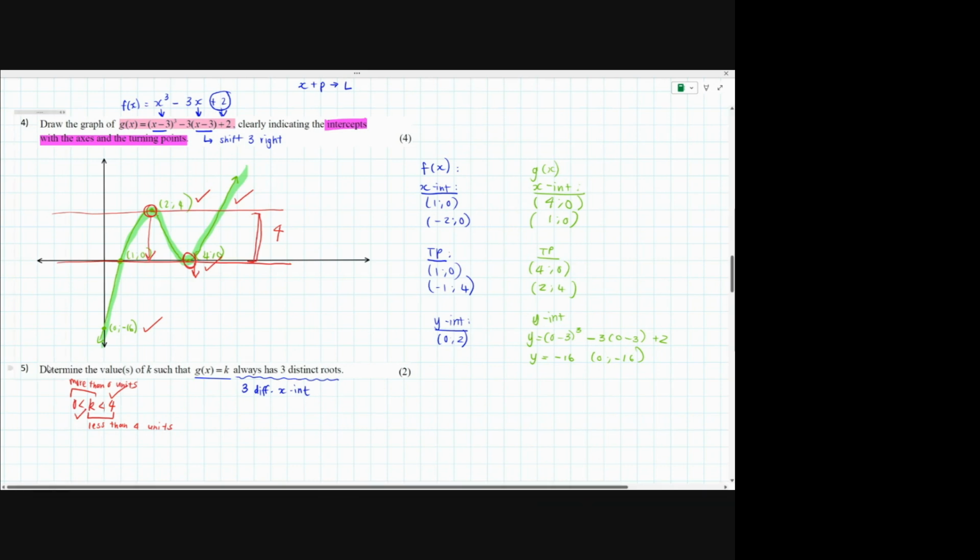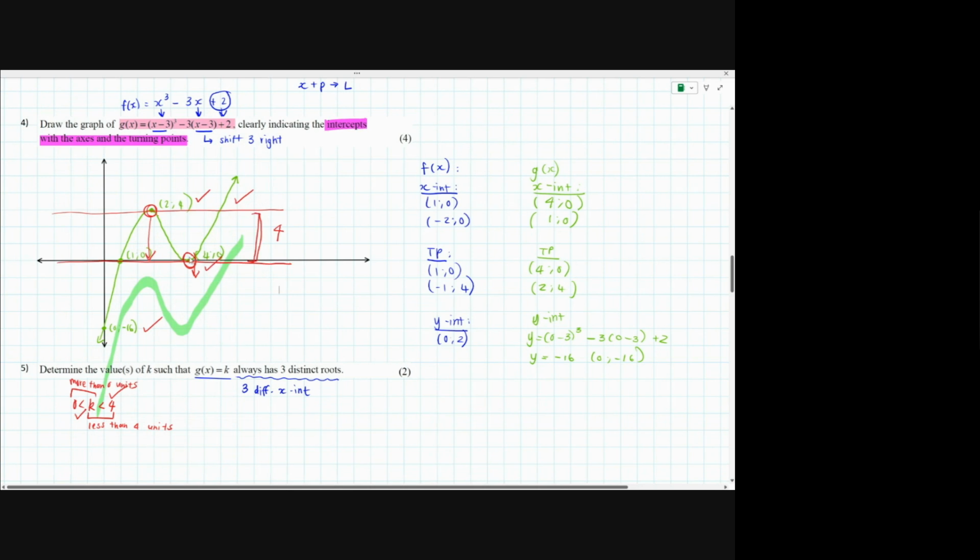Hi, ma'am. Hi. How did you get the less than 4 part? Okay, so less than 4. If I moved more than 4 units down, do you agree what's going to happen is that this turning point at (2, 4) is now going to sit below my x-axis?